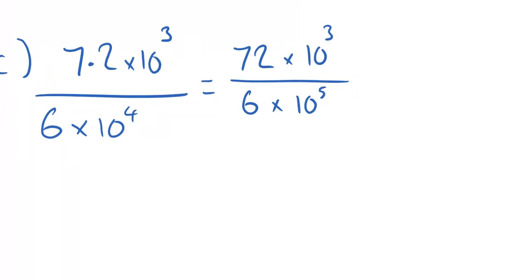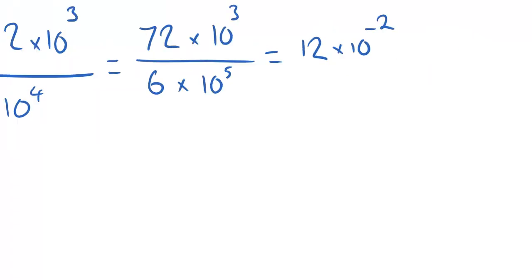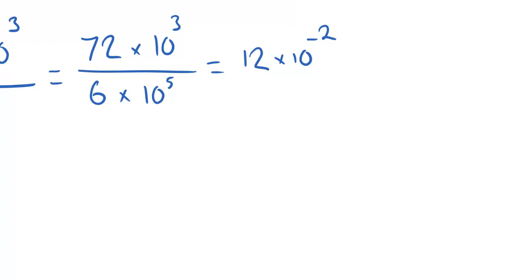Okay, now why have I done this? Because I can spot that I can do 72 over 6. That divides exactly. It's a simple calculation, and if you're working on these without a calculator, you're not going to get too many difficult, challenging ones. So 72 divided by 6 is 12. 10 to the 3 over 10 to the 5 is going to be 10 to the power of minus 2. So my answer is definitely equivalent to 12 times 10 to the minus 2.